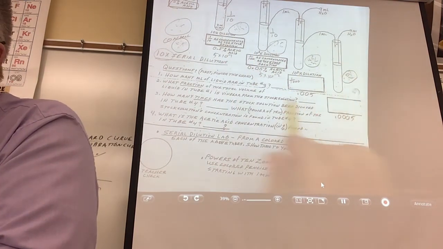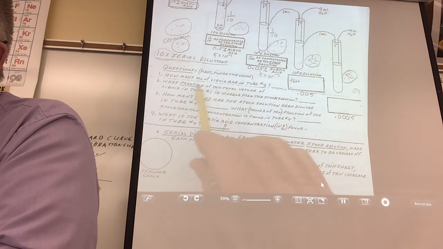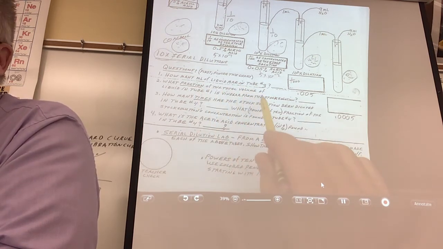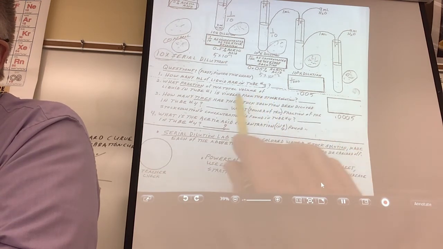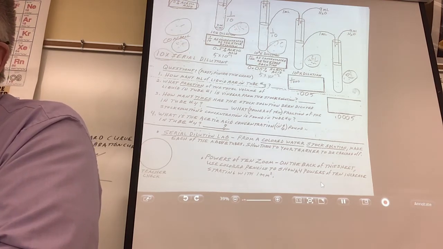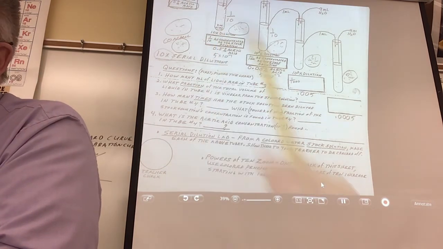Sorry, little trick. What fraction of the total volume of liquid in tube 1 is vinegar? What fraction of the total volume in tube number 1 is vinegar from the stock solution? This is an easy question. 1/10, isn't it? Is that our stock? Yeah. Okay, next, number 3.